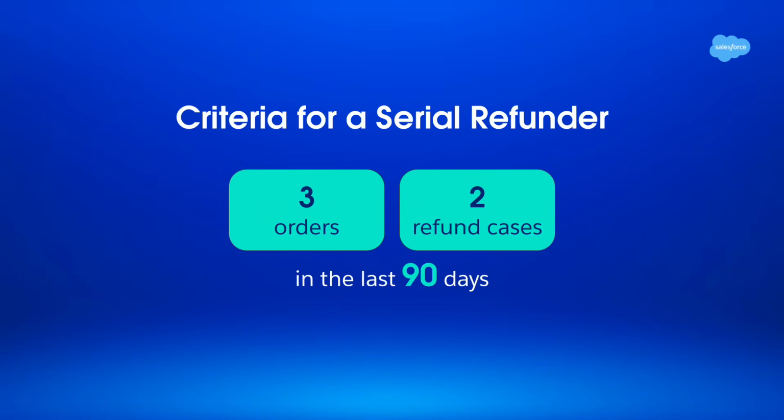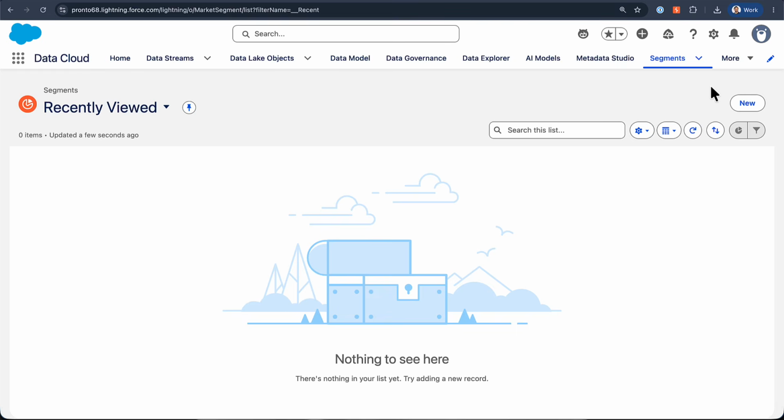There is an increase in such refund requests, and clearly the customers are abusing the process. We need to identify and flag these customers before issuing a gift certificate, for which we will use segments. A segment is nothing but a group of individuals meeting a predefined set of criteria. For Pronto, a serial refunder is anyone with at least 3 orders and 2 refund requests in the past 90 days. To create a segment, click New from the Segments tab in Data 360.